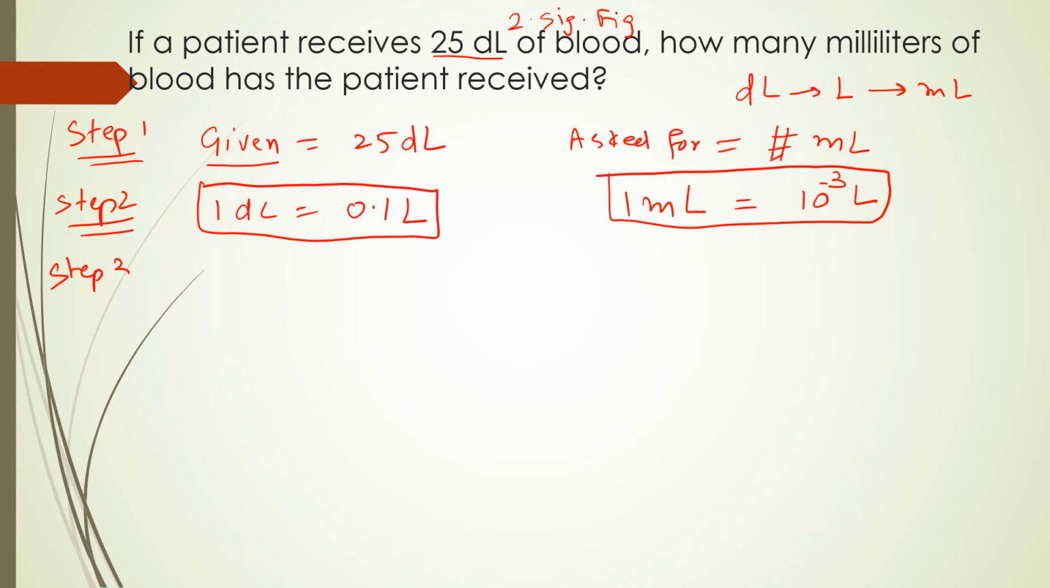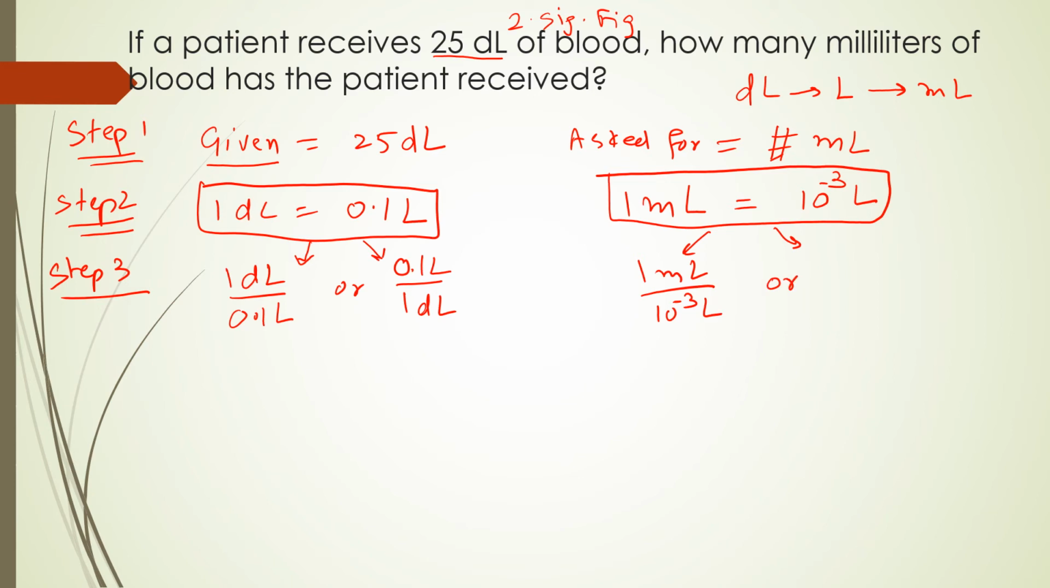Step 3 is write down the conversion factors. So from this one, we're going to get two conversion factors. So one is 1 deciliter, where deciliter is on top and liters on bottom, or 1 liter on top and deciliter in the bottom. Here the two choices are 1 milliliter over 10 to the negative 3 liter, or 10 to the negative 3 liter divided by 1 milliliter.